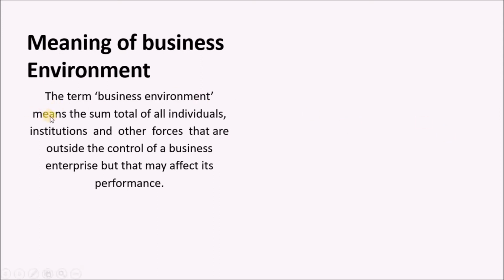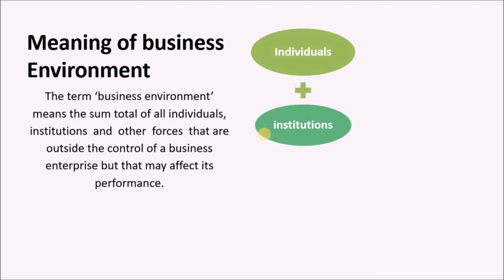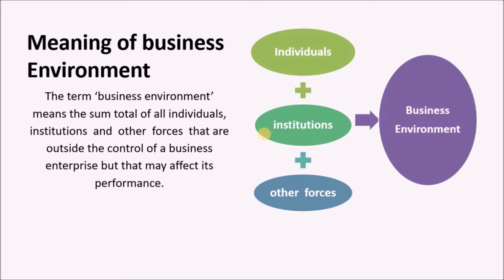So the term business environment means the sum total of all individuals, institutions and other forces that are outside the control of business enterprise, but they may affect its performance. So from this definition we can see that business environment is the sum total of 3 things: individuals, institutions and other forces. If we sum total these 3 things, this is what is business environment. And we need to remember that these forces are outside the control of business, but they affect the working of business. So it means they control you, you can't control them.